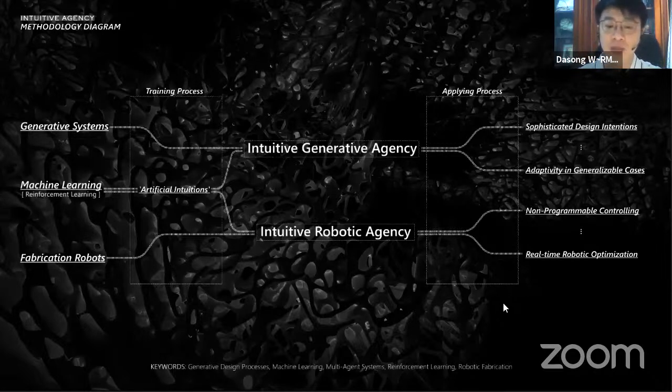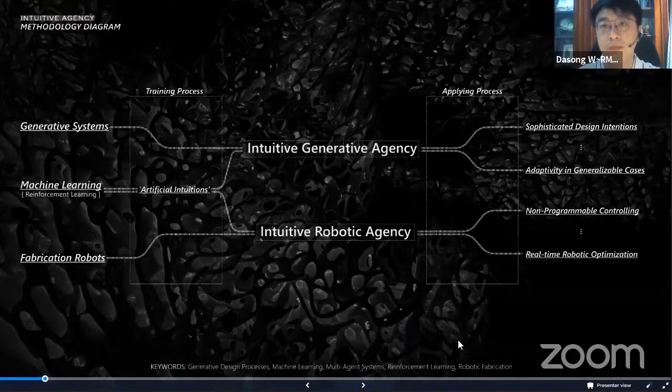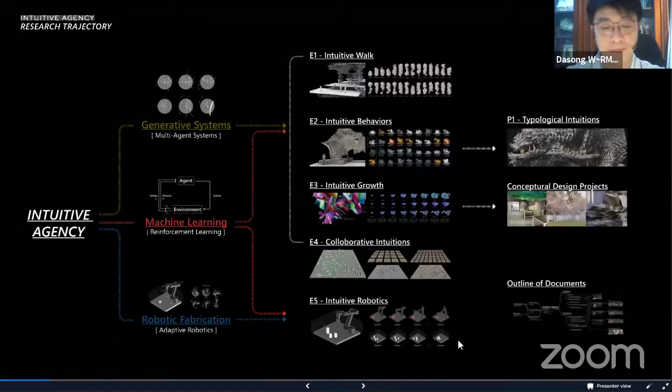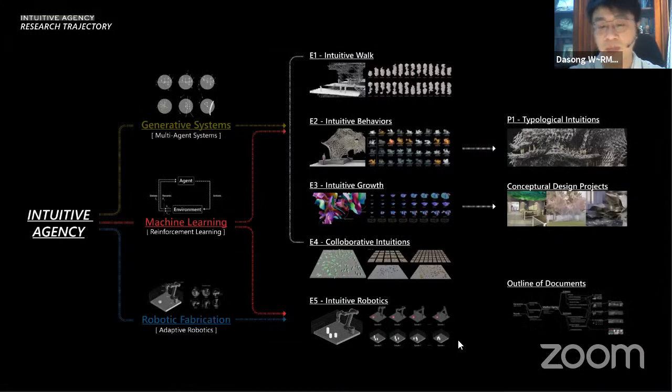The highly experimental research topic aims to push the boundary of contemporary design and fabrication processes towards a higher level of intelligence and sophistication with the implementation of machine learning techniques. The research is structured with three main tracks: generative systems and processes, machine learning techniques, and robotic fabrication processes.